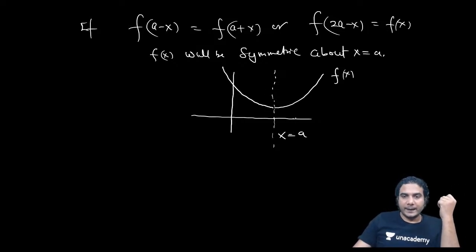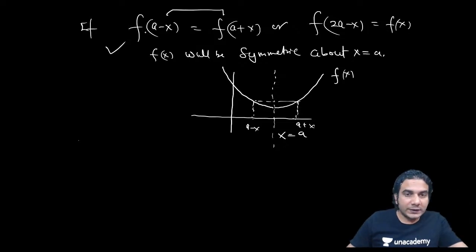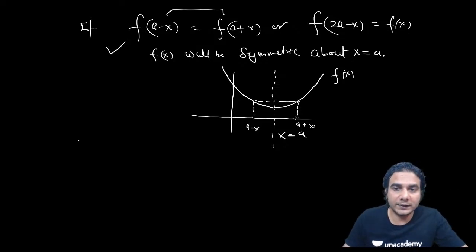You can see the value you are getting at a plus x, and the value you are getting at a minus x, all right? These two values are equal. That's what is given in this equation, right? So that is the generalized equation. Using this, you can say the function is symmetric about the line x is equal to a, all right?